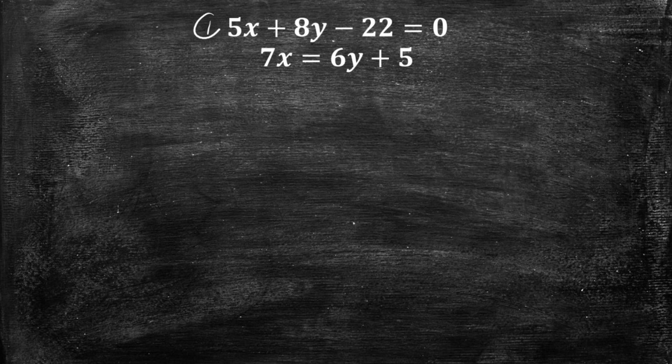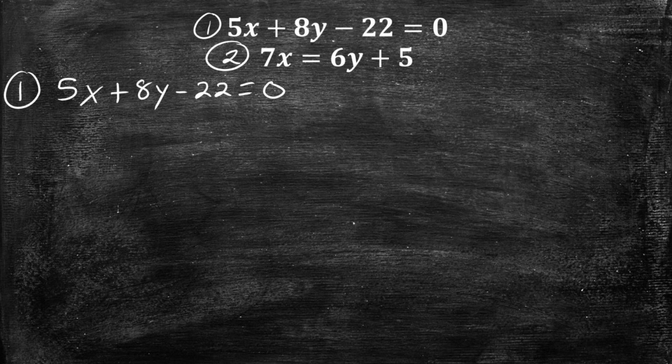So let me go ahead and label these equation 1 and equation 2. And let's start over here on the left-hand side with equation 1. So we have 5x plus 8y minus 22 is equal to 0. And what I want to do is move the 22 over. So I'm going to add 22 to both sides, like that. And what we get is 5x plus 8y is equal to 22. And that's going to be our new equation number 1. All right, so now let's do it for equation number 2.